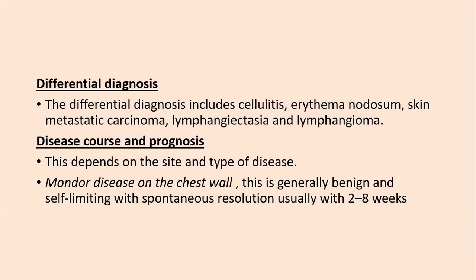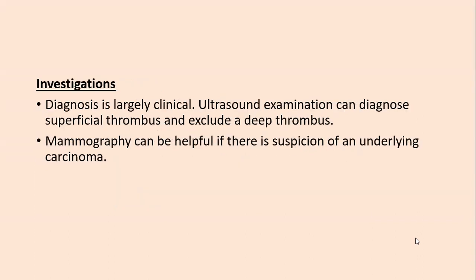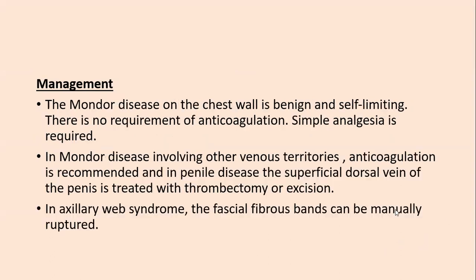Disease course and prognosis. It depends upon the site and type of the disease. Mondor's disease on the chest wall is generally benign, self-limiting, with spontaneous resolution over 2 to 8 weeks. Investigations. Diagnosis is largely clinical. Ultrasound examination can diagnose superficial thrombus and exclude a deep thrombus. Mammography can be helpful if there is a suspicion of underlying carcinoma.